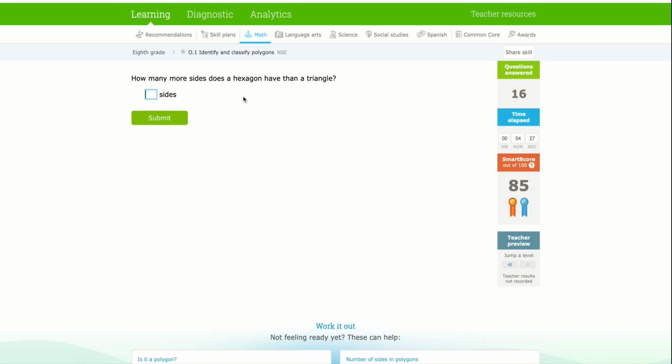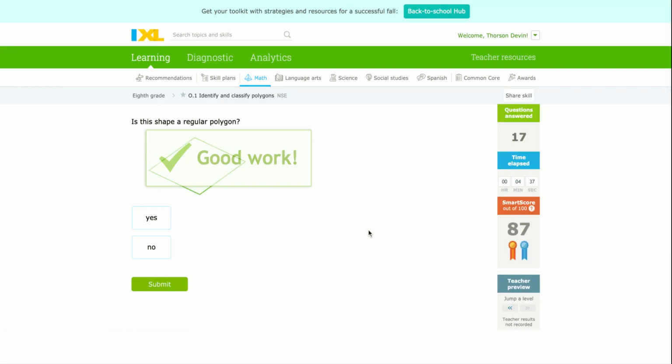So now they're throwing in a little math. Remember, hexagon is a 6-sided, triangle is a 3-sided, so a hexagon has 3 more sides than a triangle has.